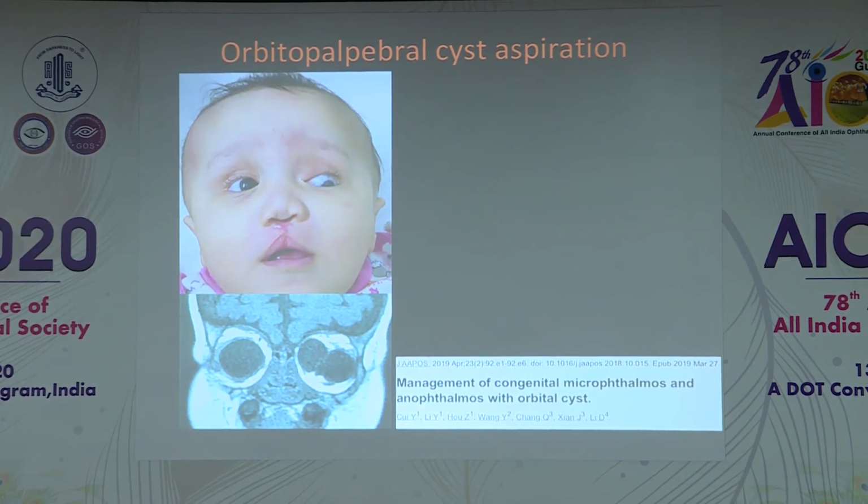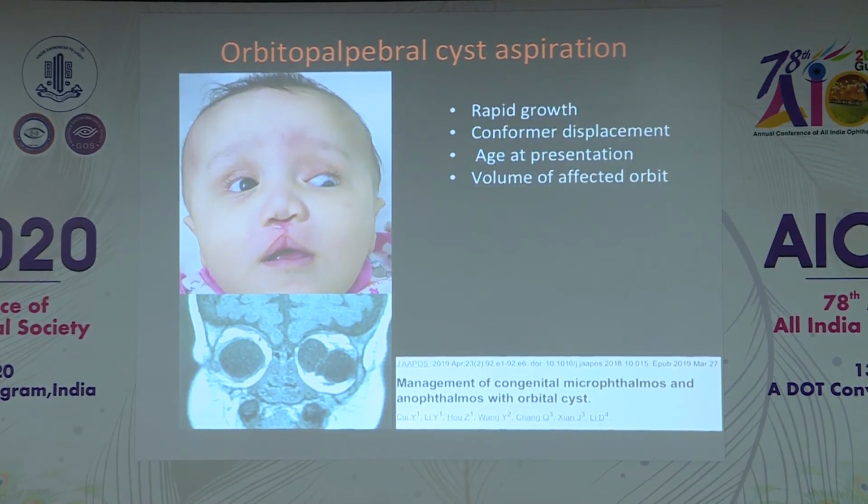But the cases when you're going to remove it are when there's rapid growth that is not allowing you to place a conformer, when the cyst is disproportionate for the age of the child, and based on the volume of the affected orbit. If the orbit is looking bigger, then it's causing an expansion which you don't want, so you have to treat it. Treatment is aspiration with sclerotherapy or excision.